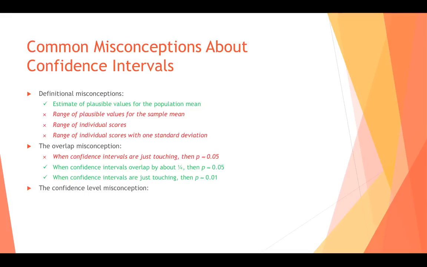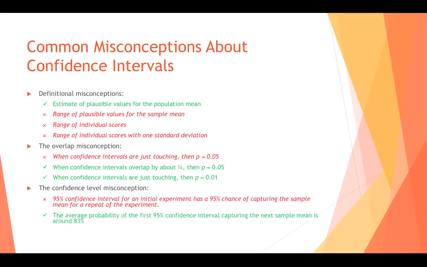And lastly, the confidence level misconception. Some believe that a 95% confidence interval for an initial experiment has a 95% chance of capturing the sample mean for a repeat of the experiment. This would only be true if the initial sample mean landed directly on the population mean. In fact, the average probability of the first 95% confidence interval capturing the next sample mean is around 83%.